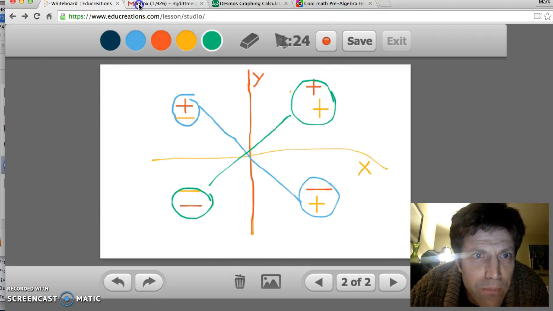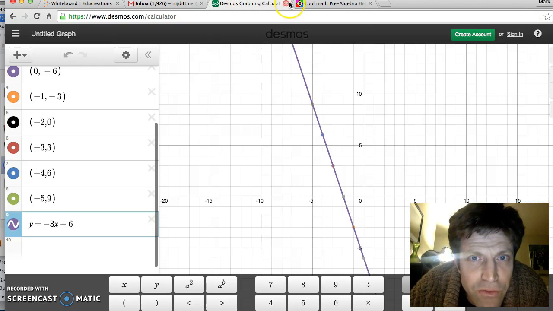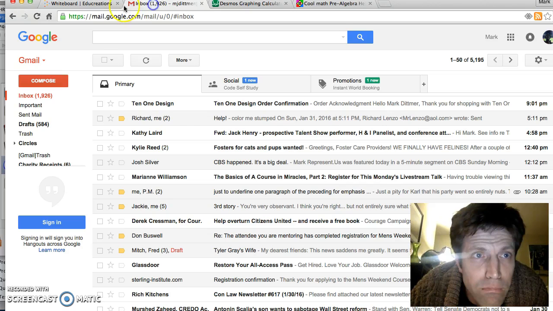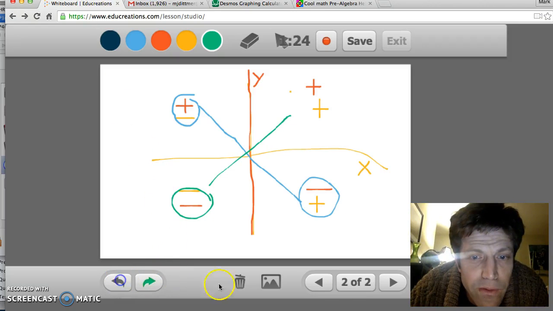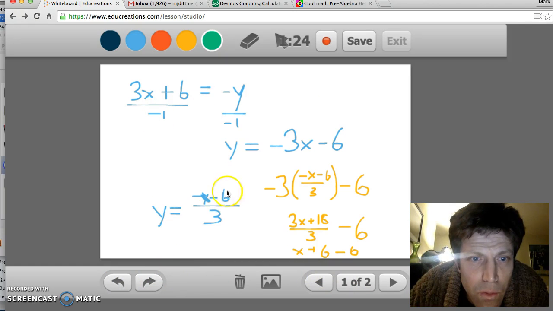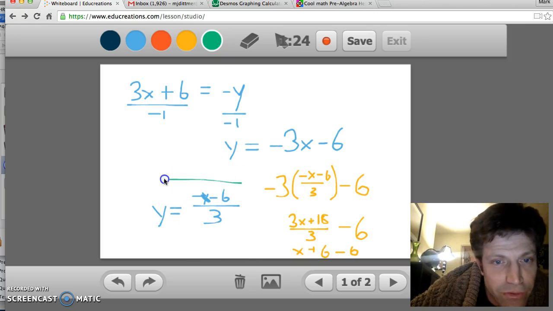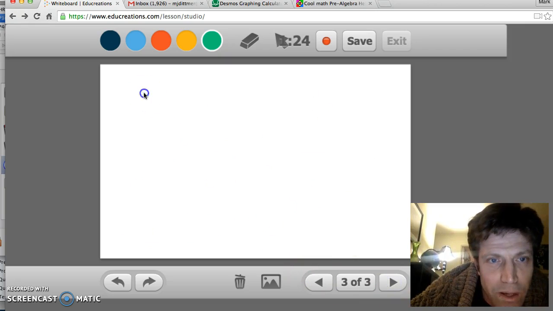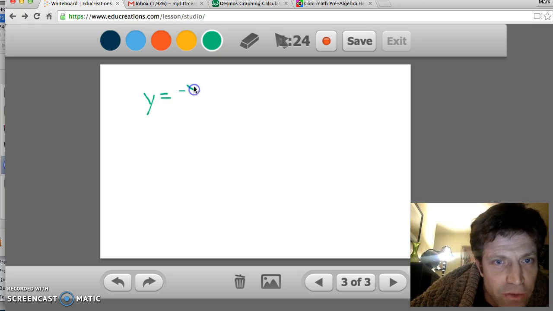Well, let's look. The original g of x that you were given was -x minus 6 over 3. So that was what started this whole charade. How are we going to graph that? y equals negative x minus 6 over 3. Well, again, remember what happens when we divide? The division goes to everything.